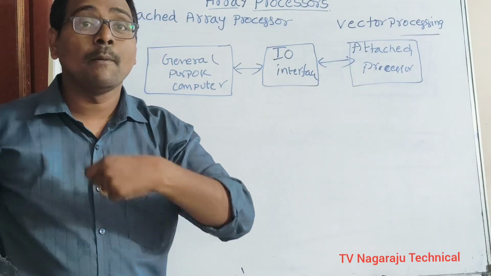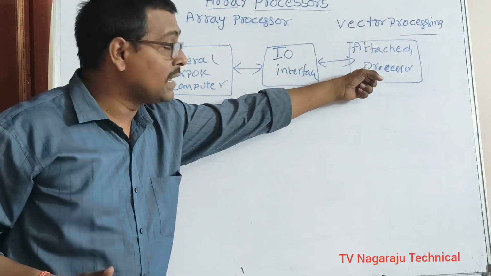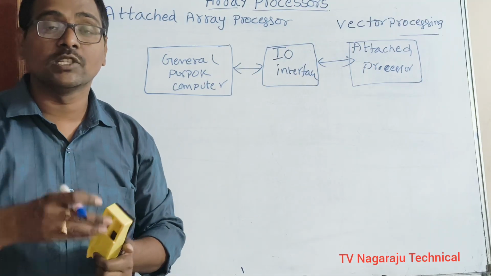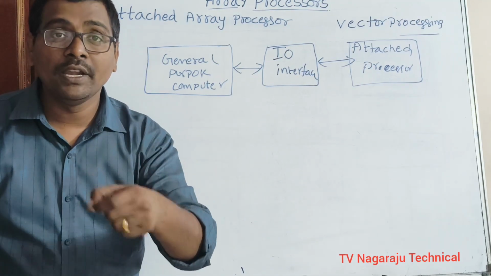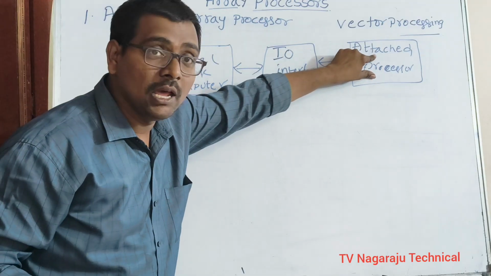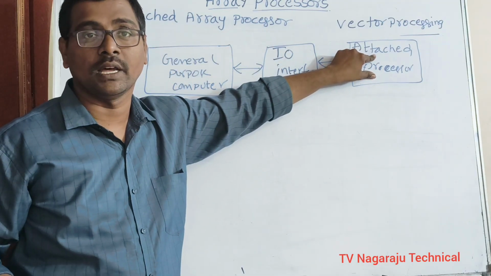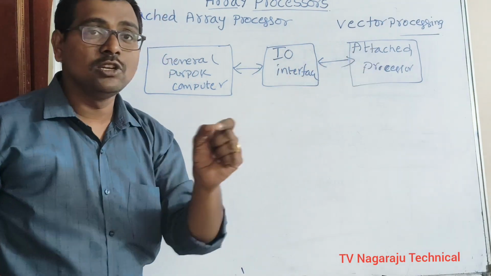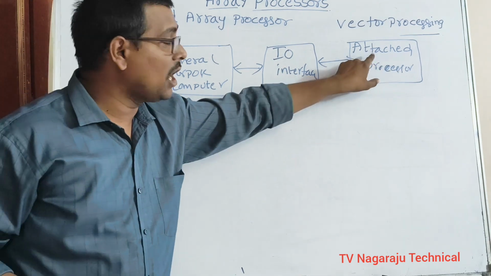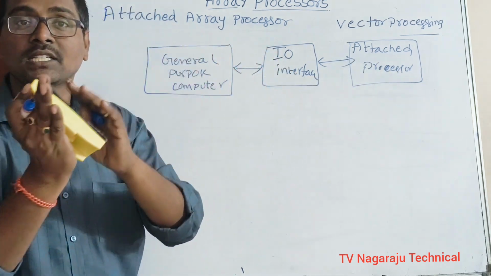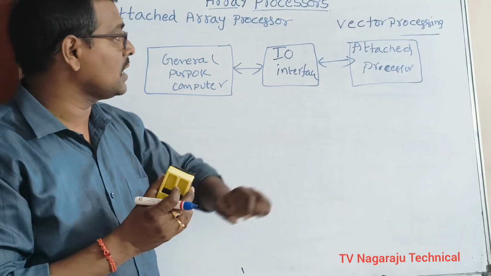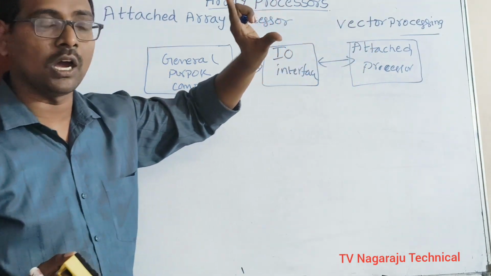Internally it does parallel processing. It contains an arithmetic unit and multiple functional units which perform floating point additions and multiplications. Everything is internally available in the attached processor. Now this attached processor is programmed by the user to accommodate various complex applications. That is, according to the requirement of the user, this processor is programmed.